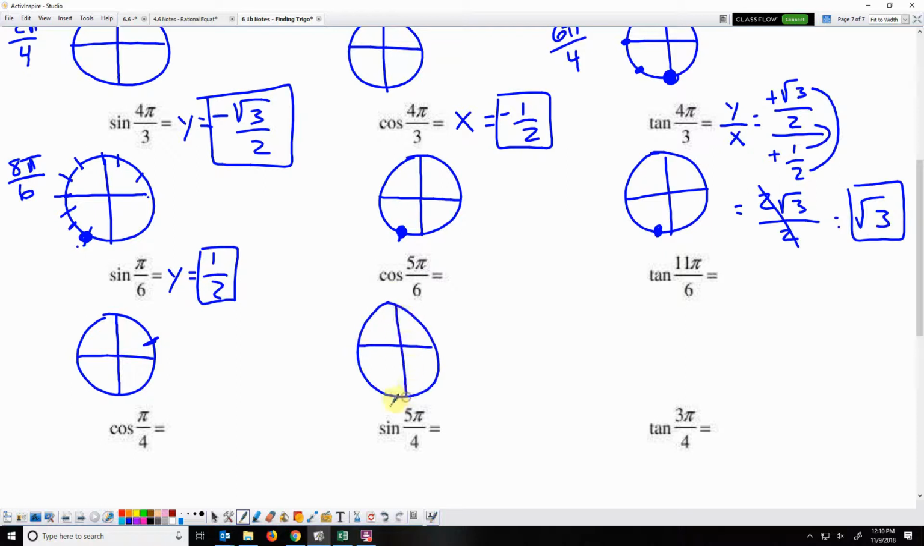Cosine at 5 pi over 6. 1/6, 2/6, 3/6, 4/6, 5/6. Cosine is the x value. There's a quarter point right in here also. That is the first, second, third position to the left. Third position is root 3 over 2. It's to the left, so it is negative.